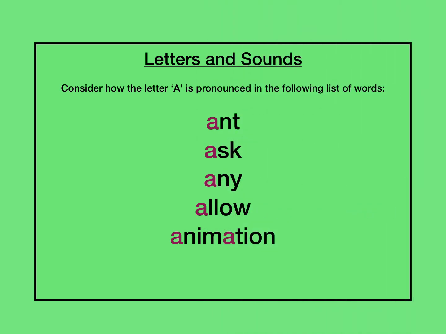Letters and sounds. Consider how the letter A is pronounced in the following list of words: ant, ask, any, allow, animation. Let's repeat that. Ant, ask, any, allow, animation.